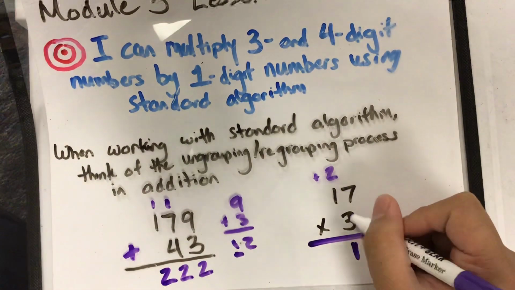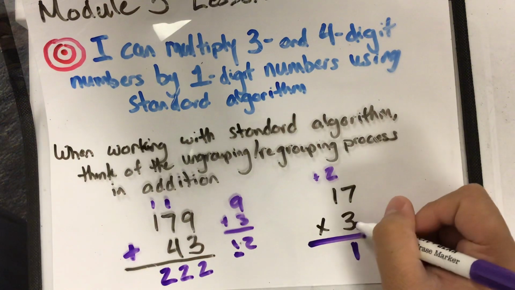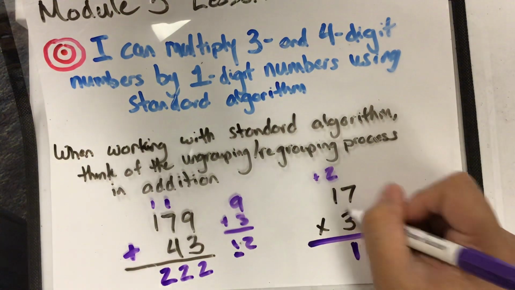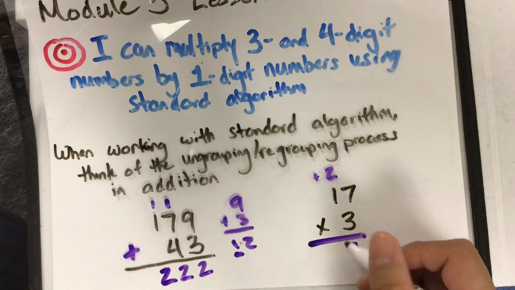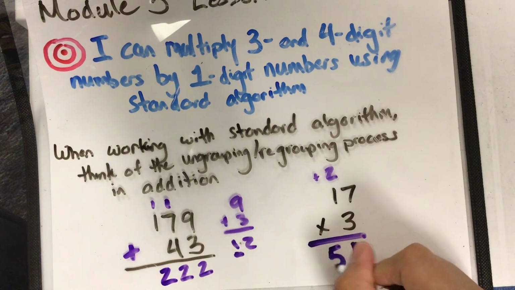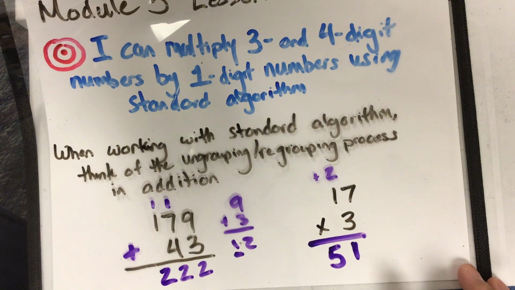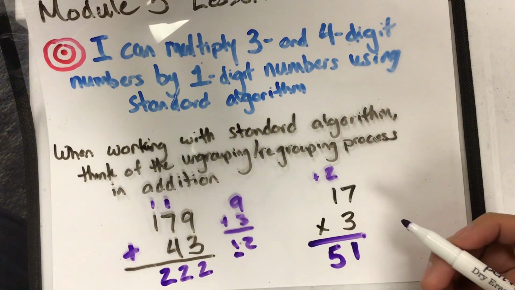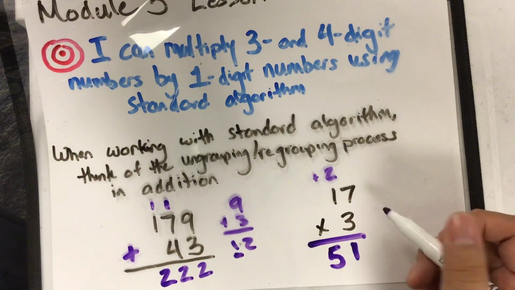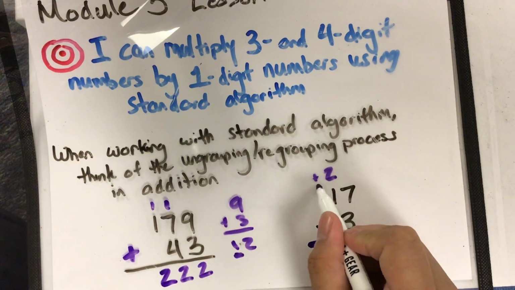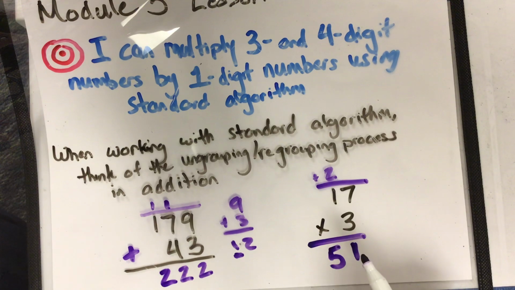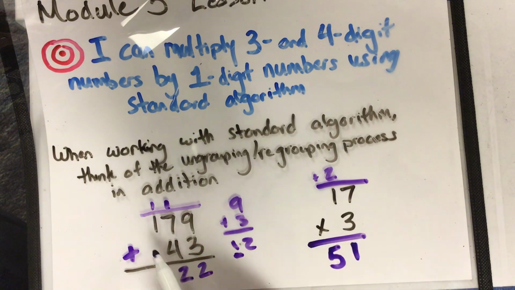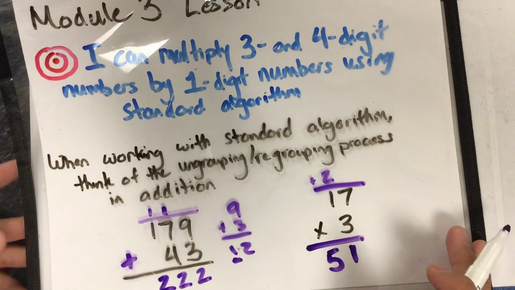So then we need to multiply our 3 times our 1 ten over here, which is 3, and we're adding in 2 more tens. So 3 plus 2 equals 5. So 17 times 3 equals 51. Remember, everything that goes above your number or your original problem gets added in, whether it's addition or multiplication.